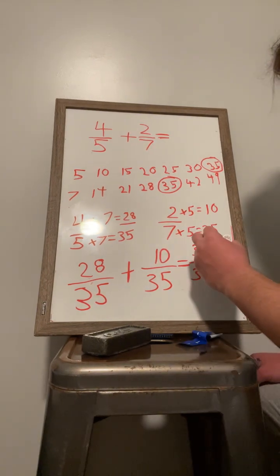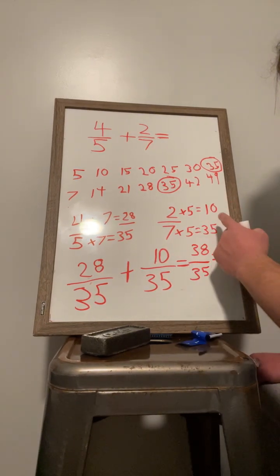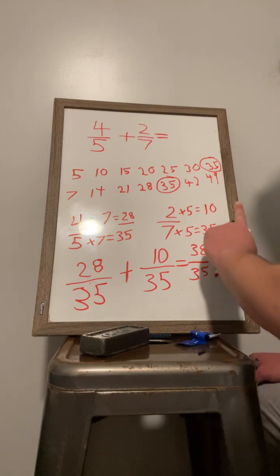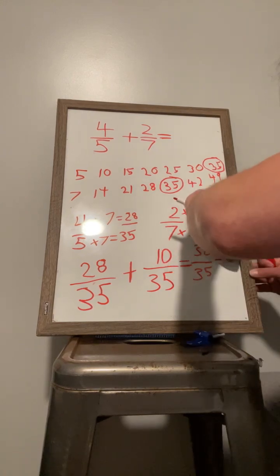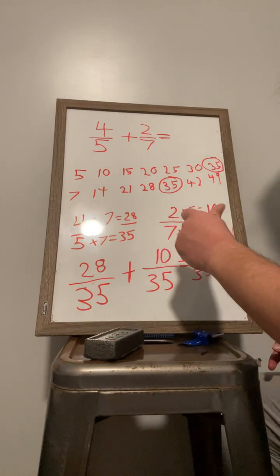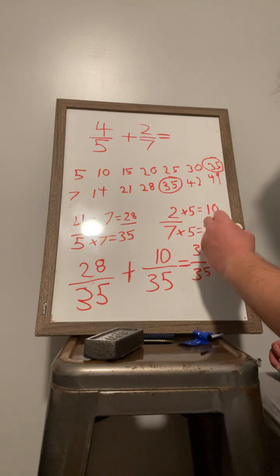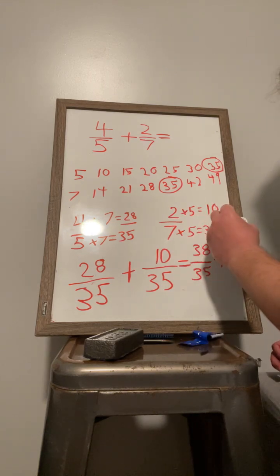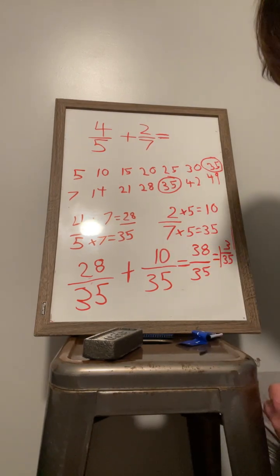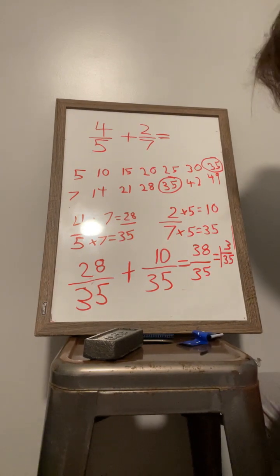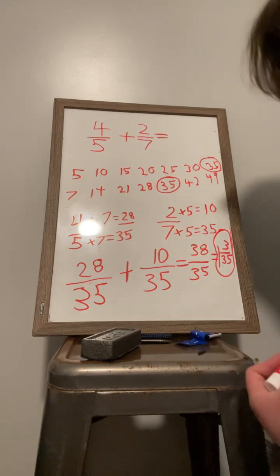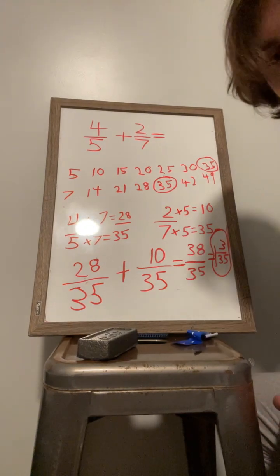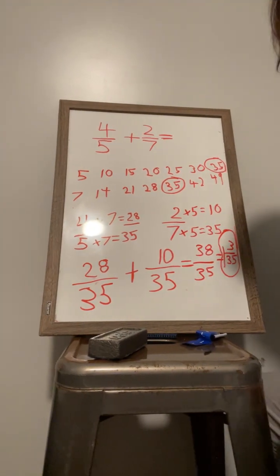Now, last step, simplify, convert it to a mixed number. 35 out of 35 would be equal to 1 whole. And then we would have 3/35ths left over. So 1 and 3/35ths. That is our answer. So our answer is 1 and 3/35ths.